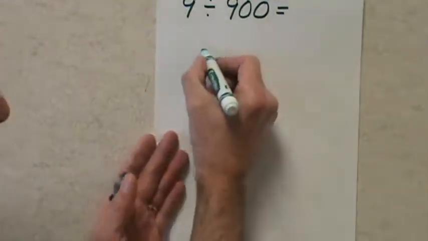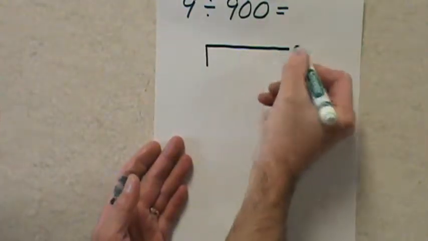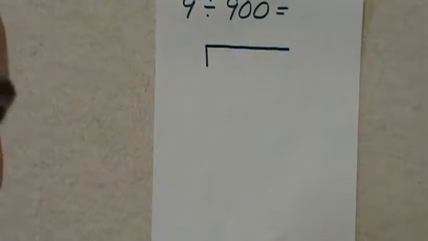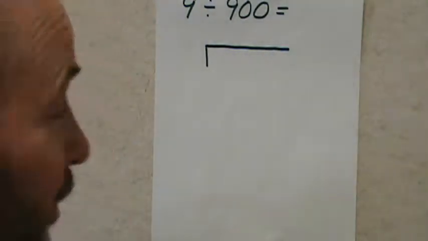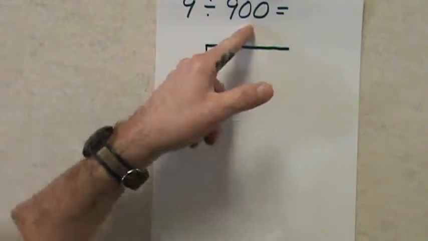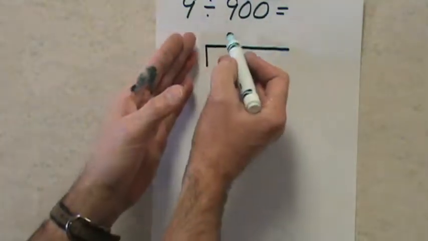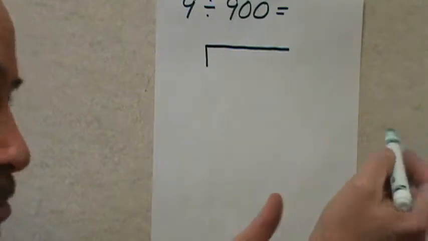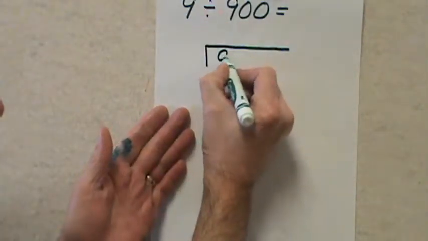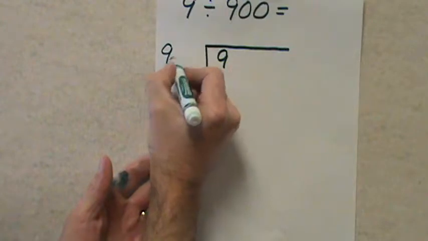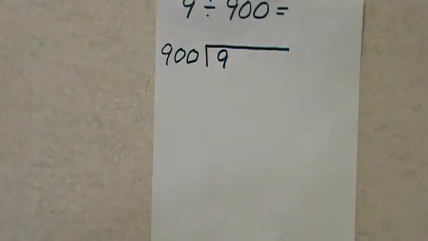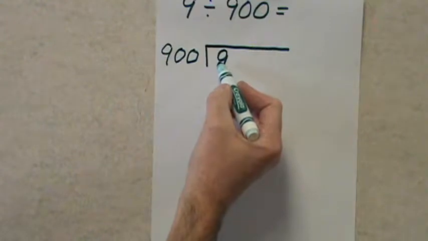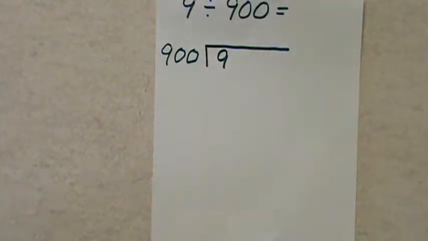Okay, here we go. Now, when you look at this problem, set it up like you normally do. All right, now here's the thing though. You've got to remember that this is 9 divided by 900, which means that you can't switch things around when you're doing this division problem. The 9 goes inside here, and the 900 is your divisor. So it is 9 divided by 900. You're gonna have to annex quite a few zeros.